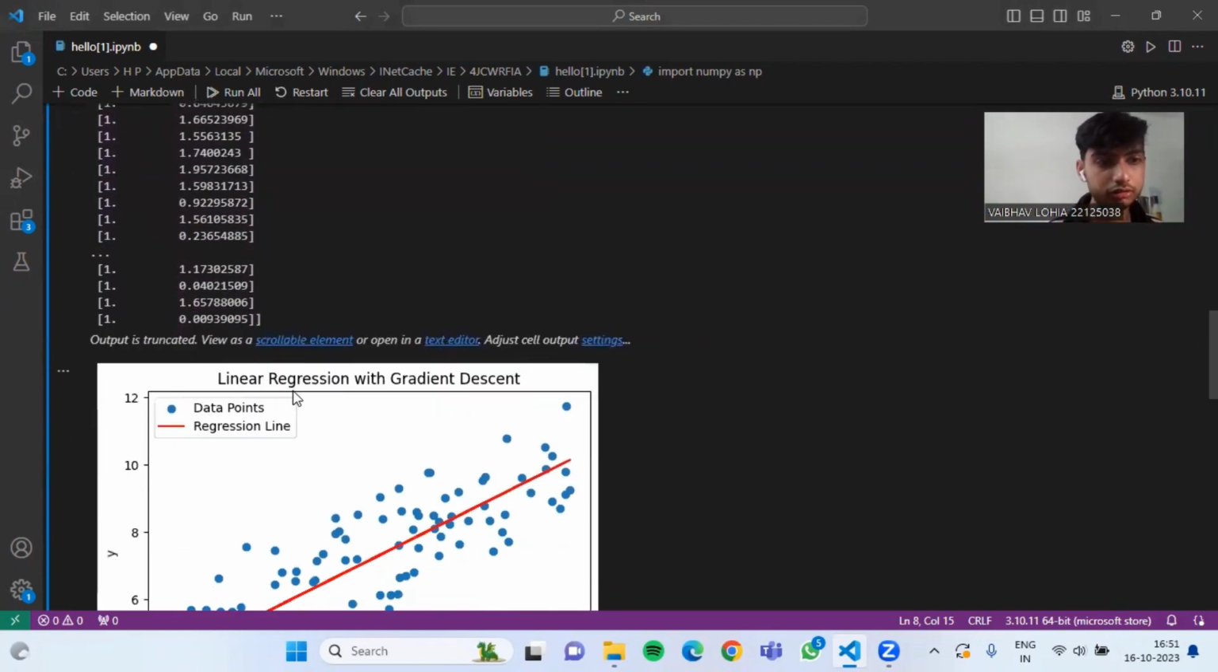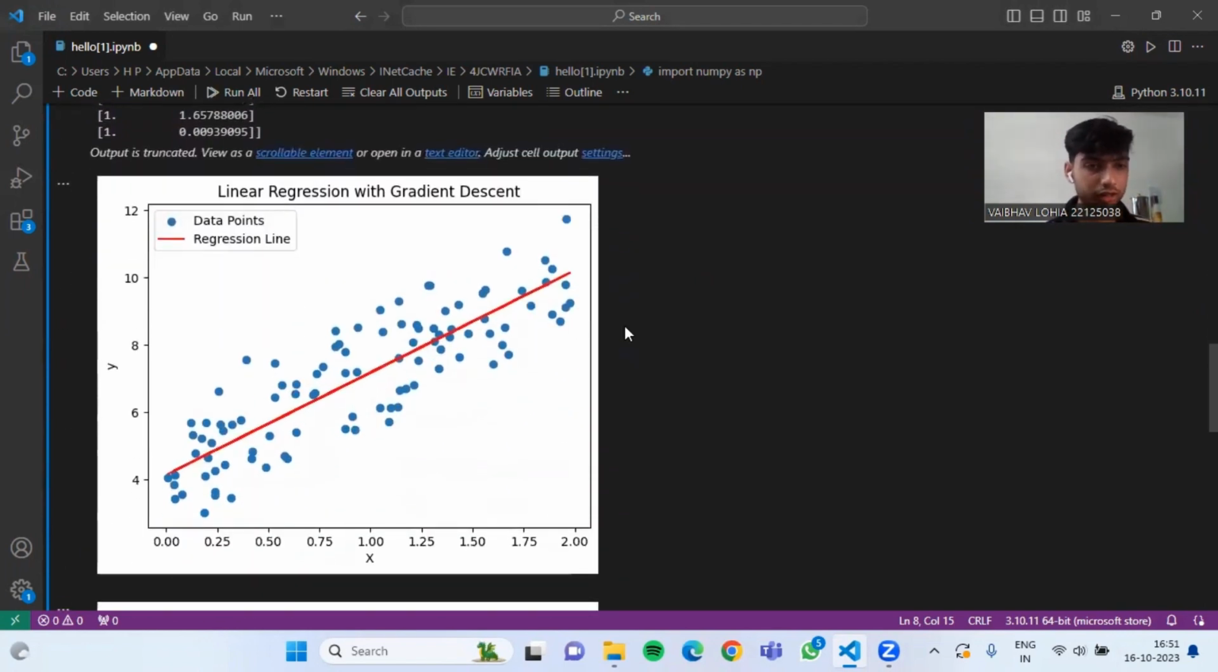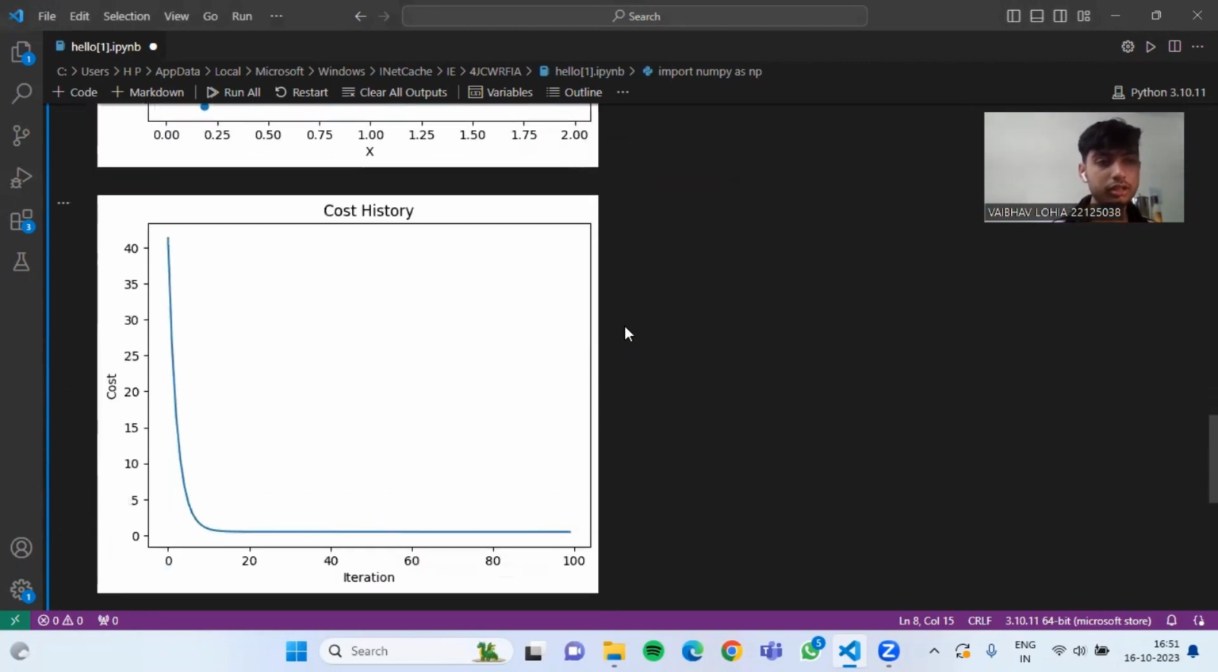Here we get the points of the iterations. Here we get the best fitted line, and here it is the cost function which is minimized after 28 iterations. It becomes constant, and this is the minimum value of the cost function.